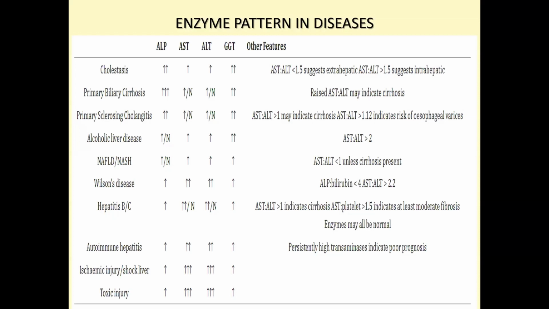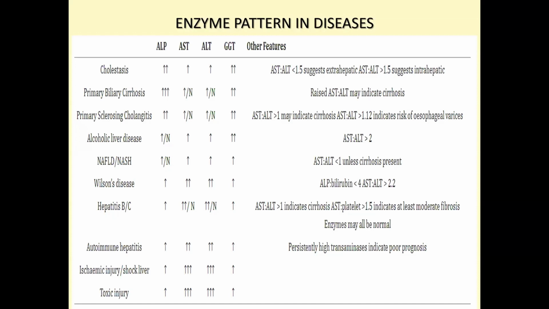Okay, so you are using ALP increase, they may be normal. AST, ALT ratio more than 1 may indicate cirrhosis, and more than 1.12 indicates esophageal varices. So the next complication is going on as the ratio increases. So the ratios are very significant. As long as you're seeing only AST, ALT, you don't know what's happening. When you see the ratio, you have some idea of what's happening.